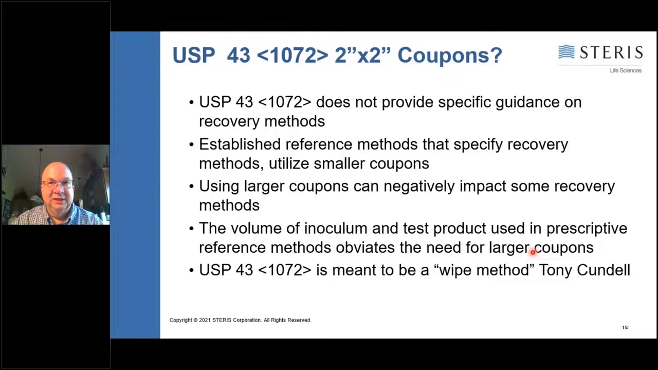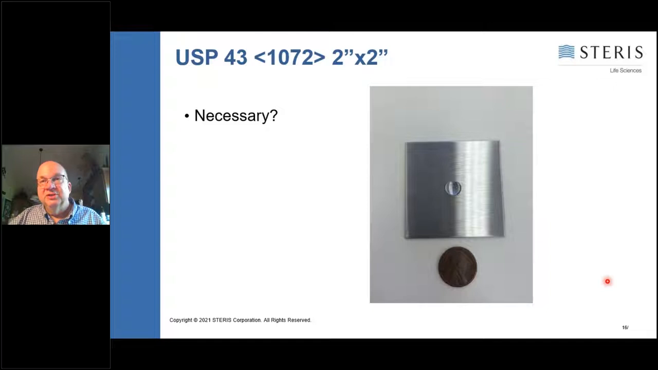So when I did speak to Tony Kandel, he and I are good friends, we're on the PDA's COVID-19 task force. One of the things he did tell me is when he co-authored that method with Scott Sutton and Jim Agalico, that specifically regarding that methodology mentioned in 1072, he meant that method to be a wipe method, but no one in the industry utilizes 1072 as a wipe method. We always refer to it as a coupon test method, even when we're talking about the log reduction numbers in it. So here's the problem with the method.